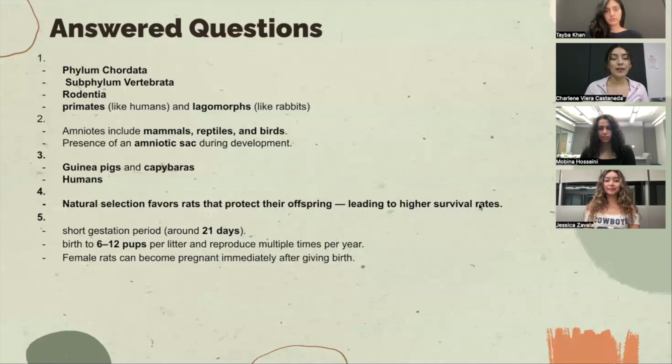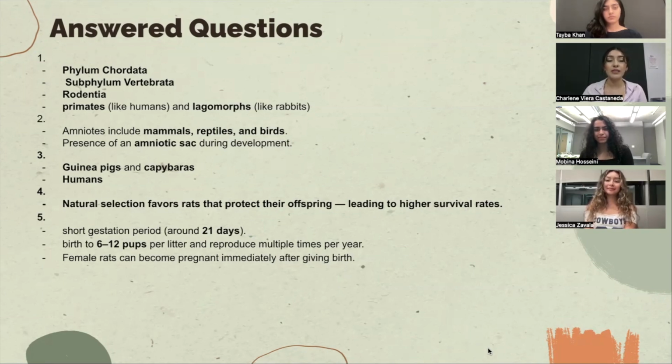Rats are part of the phylum Chordata. They belong to the subphylum Vertebrata. Rats share a common ancestor with primates like humans. Amniotes include mammals, reptiles, and birds, species that develop within an amniotic sac during embryonic development. In rats, the amniotic sac surrounds and protects the embryo, providing a stable environment for growth. This adaptation allowed early amniotes to reproduce on land rather than relying on water for reproduction.